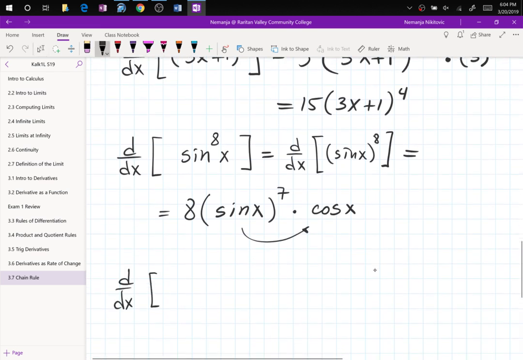The derivative of the cube root of 4x squared minus 1.